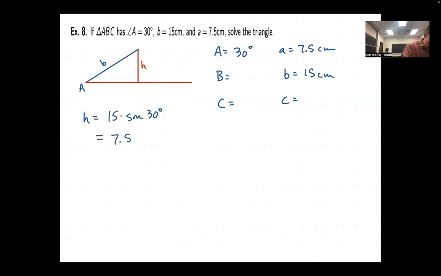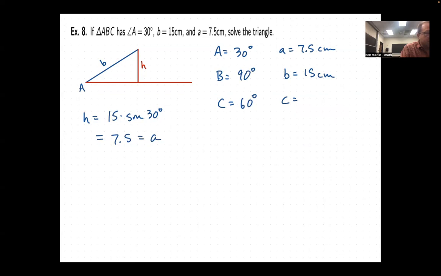That turns out to be equal to 7.5, which is your A, which tells you that you have one solution. That says that the angle B has to be 90 degrees, and the angle C has to be 60 degrees. And now we have to figure out what the C is.